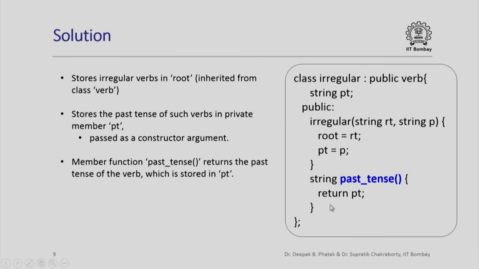Here is the other derived class, irregular, which is also derived from the class verb.